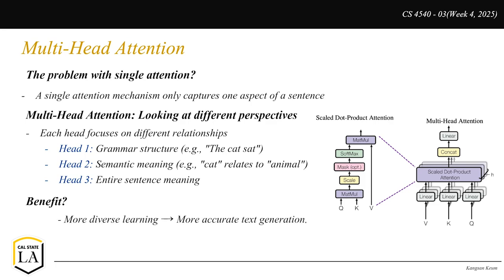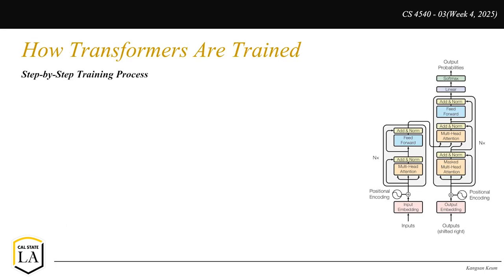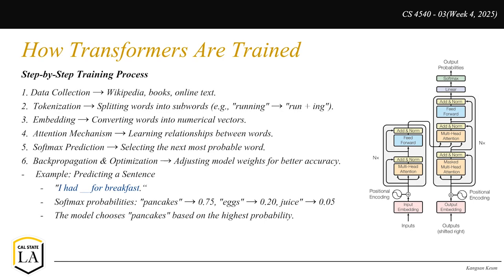Now, let's look into how transformers are trained. There is a step-by-step process. There are 6 steps overall. The first one is data collection. We can collect data like Wikipedia, books, and internet text. The next thing is tokenization, which is basically splitting words into subwords. For example, learning becomes run plus ing.